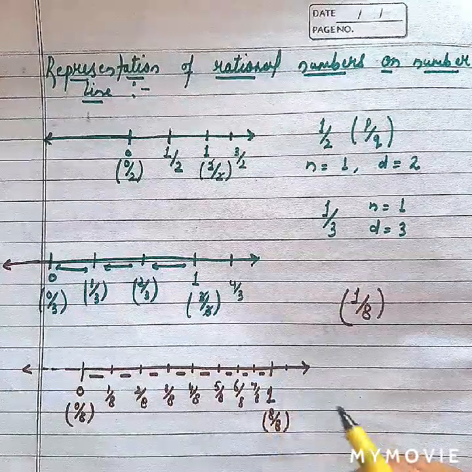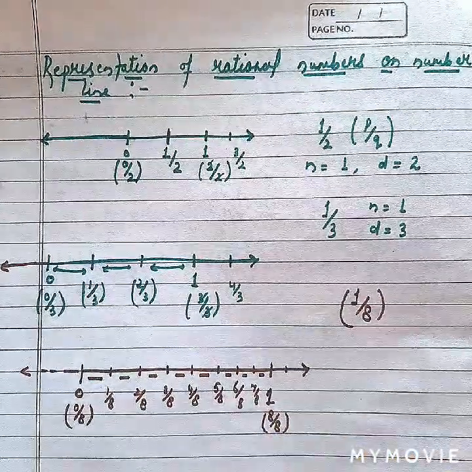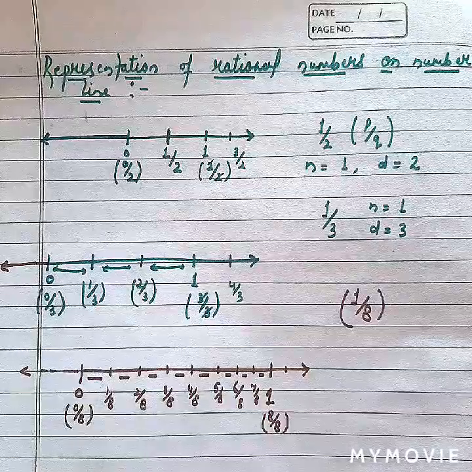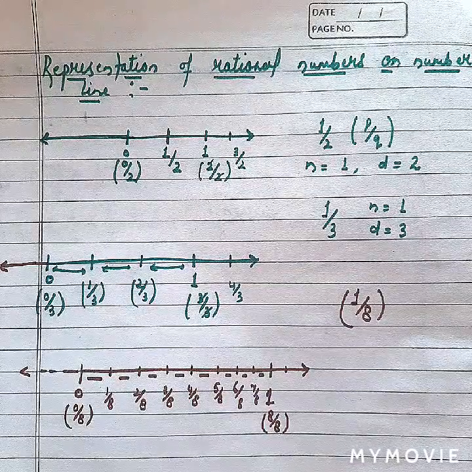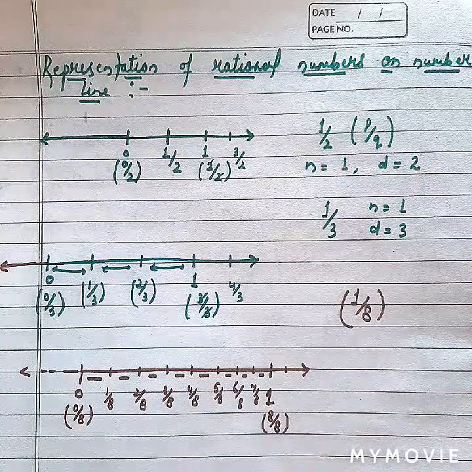And again, if we want other values, we can move forward also. This is about how to represent these types of fractions or rational numbers on a number line.